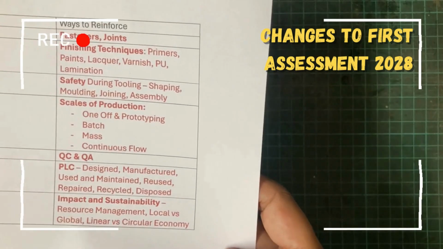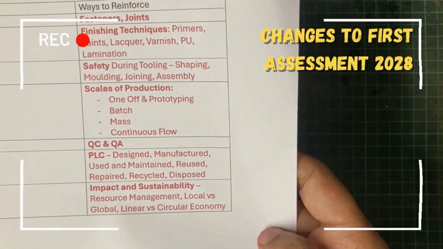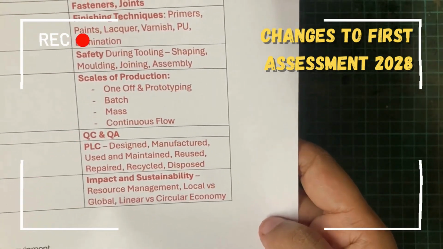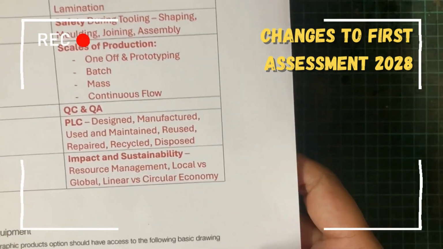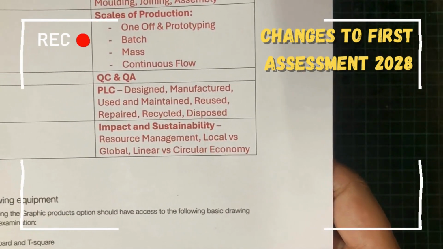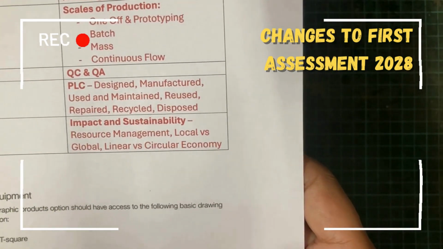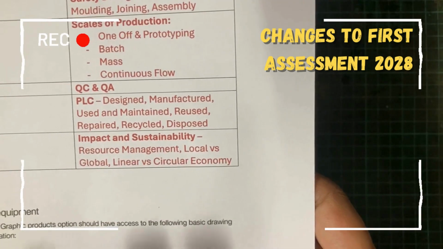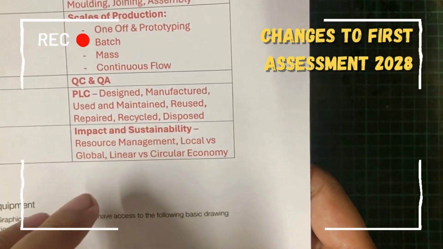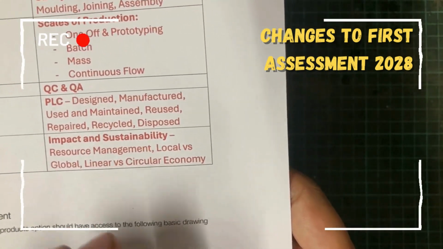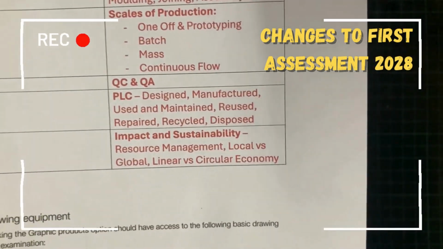Scales of production is something new, but it will help for those students who also want to take it up in IB, because along with manufacturing techniques and production processes, it's important to understand scales of production. QC and QA is basically quality check and quality assurance. Quality assurance is not that much of a thing in terms of your syllabus here. However, if I'm explaining to you how quality check works, it's a good idea if I also explain to you how quality assurance is taken forward.